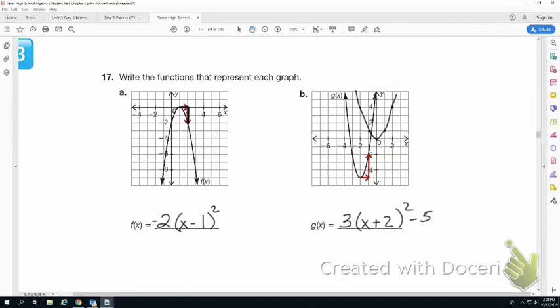I had someone last class ask, do I have to go to the right 1 unit? Or do I have to go to the right? You don't have to. If you go to the left, it's always going to be the same though, because it's symmetric.